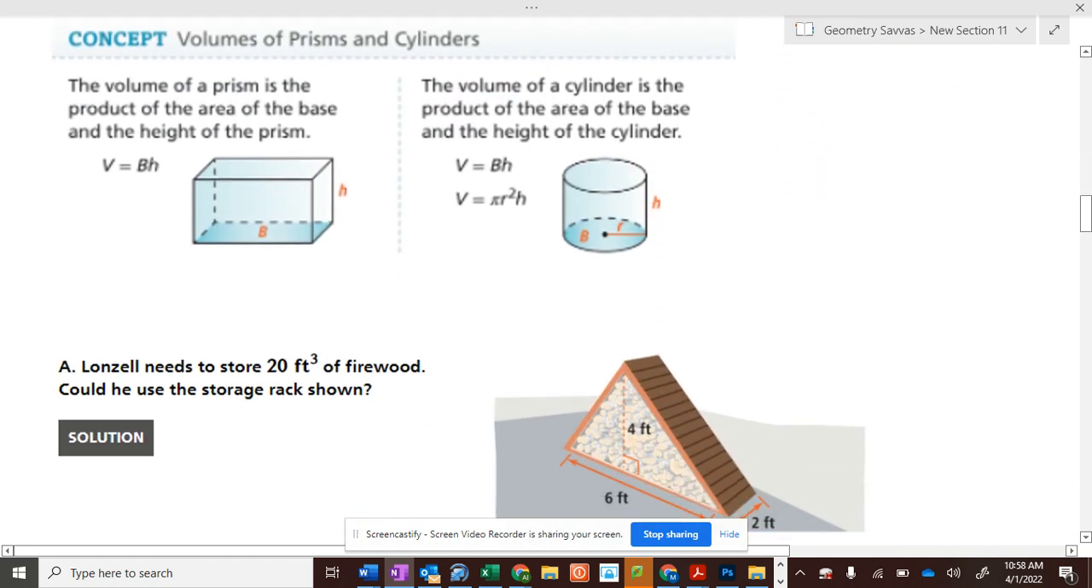Okay, so the volume, if it's a prism, whether it's a triangular base prism, a square base prism, or a hexagonal base prism, it doesn't matter. It's whatever the area of the base is times the height. Now, if you have a cylinder, it's the area of the base times the height. But we make our lives a little easier by knowing that the area of a circle is pi r squared. So we take pi r squared times h.